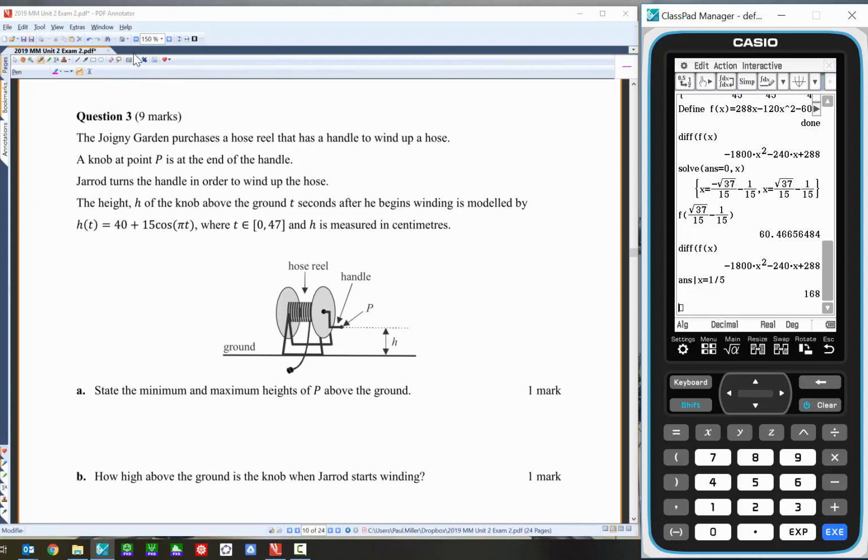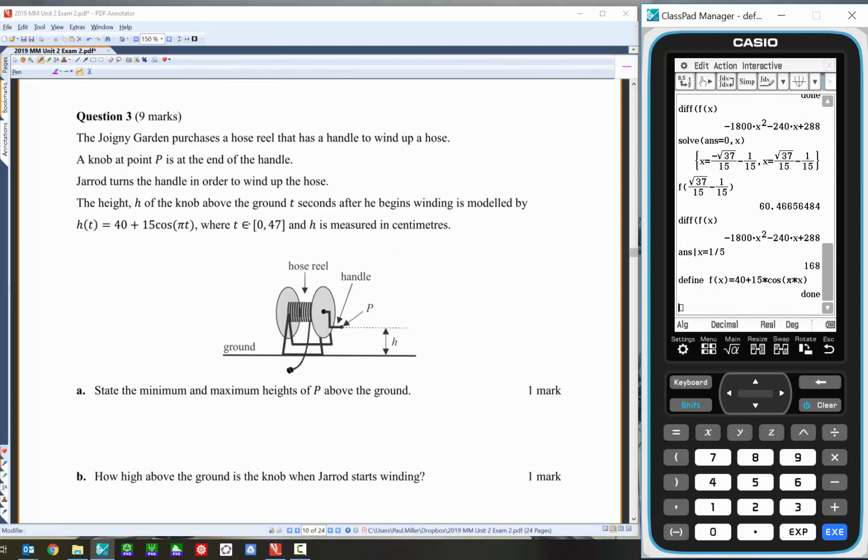Okay, we've got this: Joanie Garden purchases a hose reel. There's a handle to wind up a hose. All right. So let's define this function here. Define f of x equals 40 plus 15 multiplied by cosine of pi times x. All right, it has got a domain restriction. I'm not going to put it in, I'm just going to go for it.